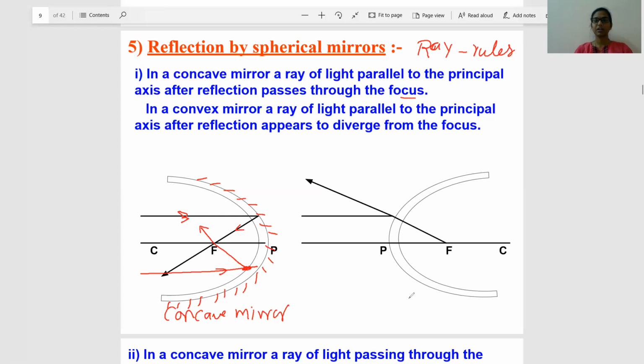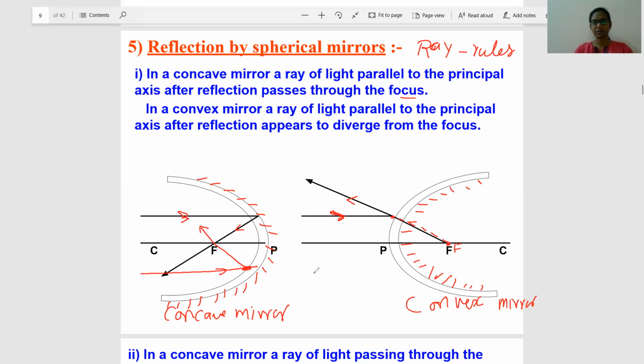Similarly, in case of a convex mirror, the same thing will happen. Convex means what? The inner surface is coated and the outer surface is reflecting. So when a ray of light passes parallel to the principal axis, after reflection it will go outwards, but the ray appears to be coming from the focus.